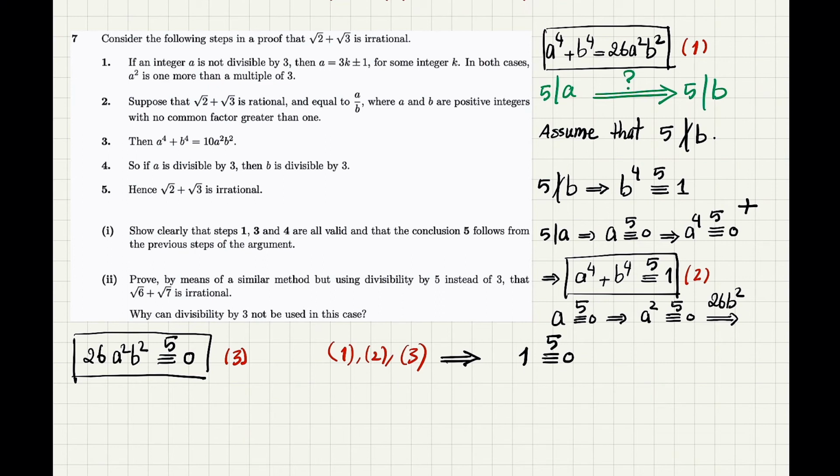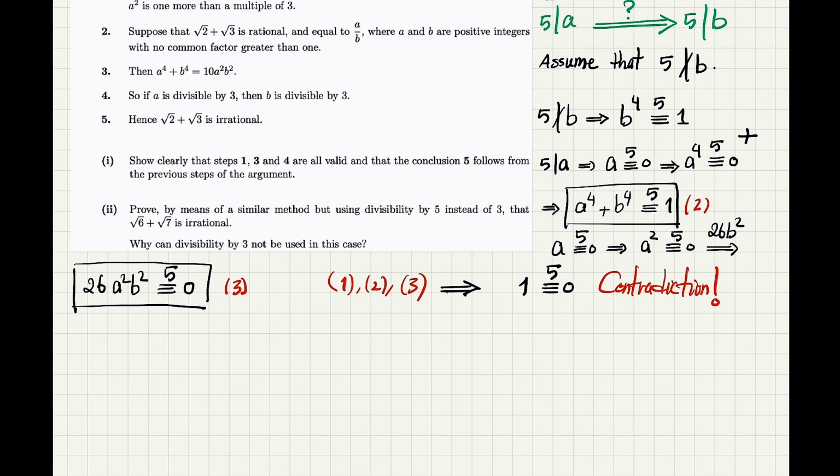So let me write this here. This is a contradiction. Yes? Because 1 minus 0 is 1 and 1 is not divisible by 5. So if I assume that b is not divisible by 5, I come to a contradiction. So it means that I have to assume that this is correct. And then I am done. Okay.